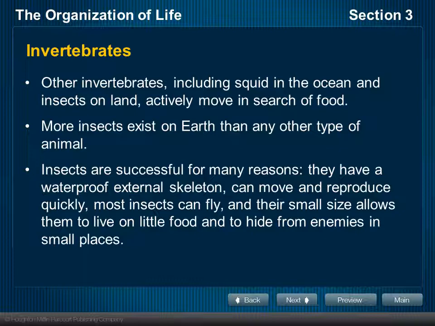Why are they successful? They survive lots of different types of situations and circumstances. They have a waterproof external skeleton. They can move quickly. They can reproduce quickly. Most insects can fly. Their small size allows them to live on little food and to be in small places where they can hide from their enemies, which generally would be larger animals that eat them.